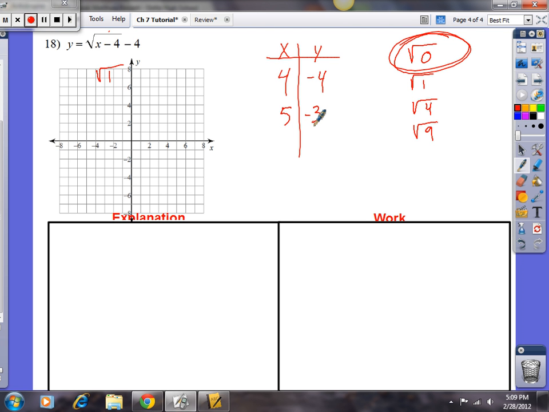Okay. Then I know if I plug an 8 in, 8 subtract 4, that's going to give me a square root of 4, and I love that because it's perfect. Square root of 4 is 2. What's 2 subtract 4? And that is a negative 2.